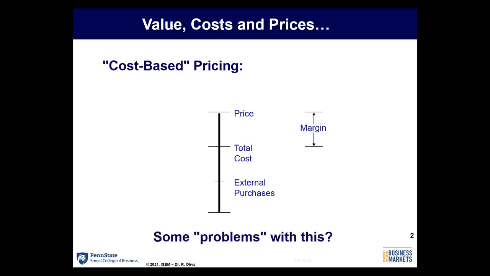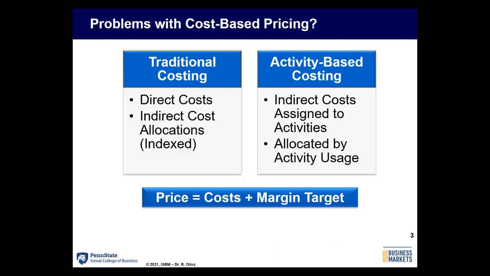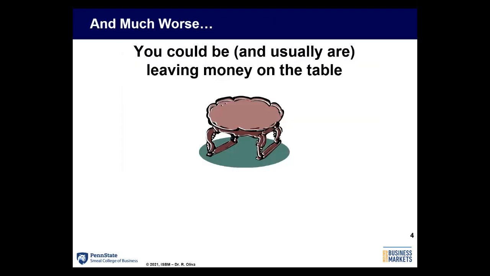One of the problems with this, and there are several, is do you really know your costs? This can be very complex, particularly in a large manufacturing firm, because you can get your handle on direct costs, but there are indirect cost allocations to be assigned. Activity-based costing can get better, but there are still problems. Do you really know your costs? But more importantly, much worse, you can be and usually are leaving money on the table when you use cost-based pricing.